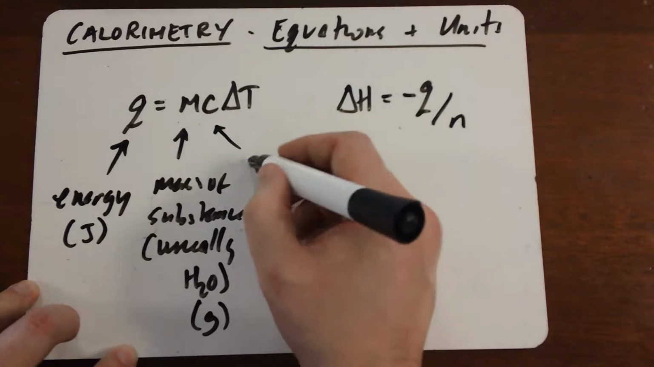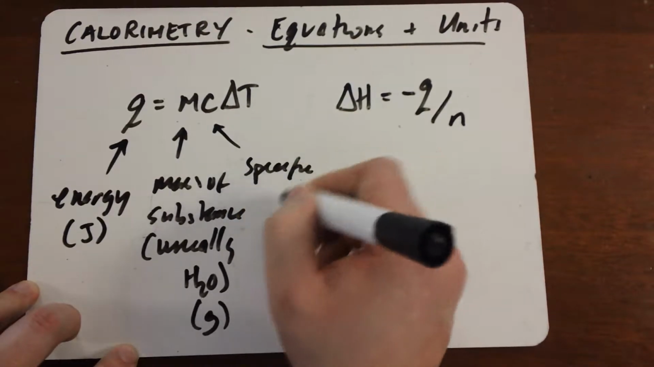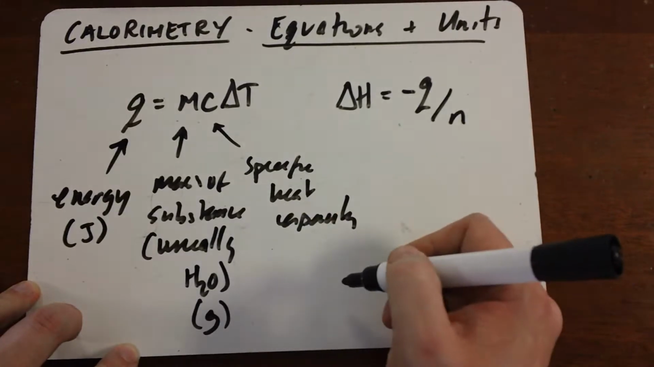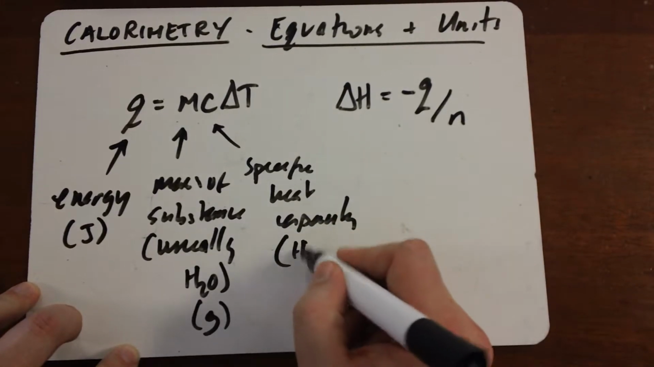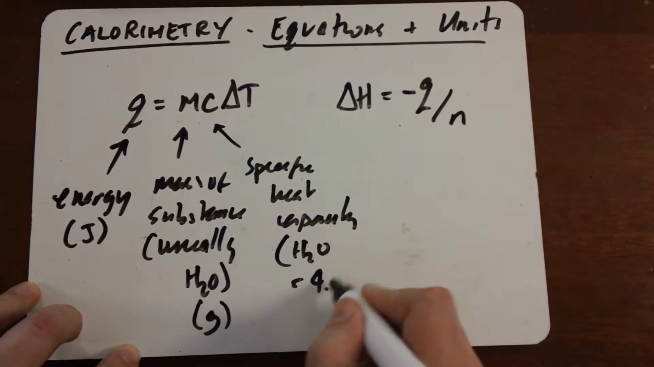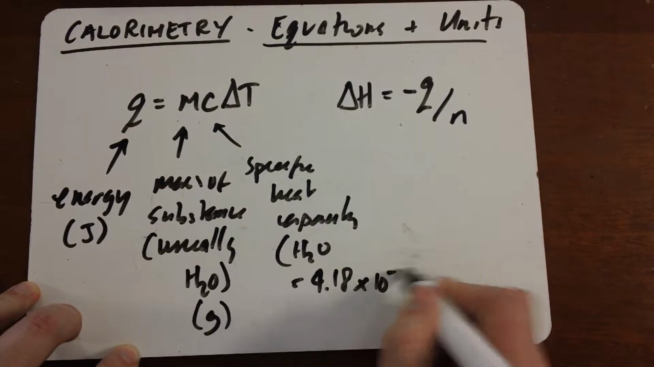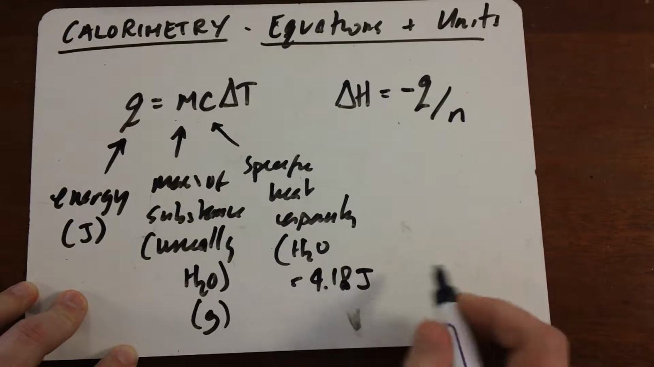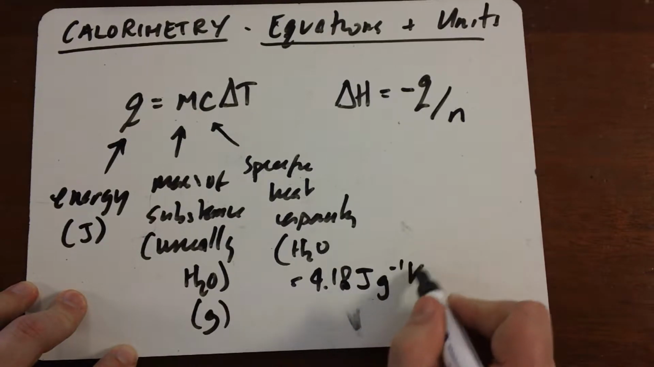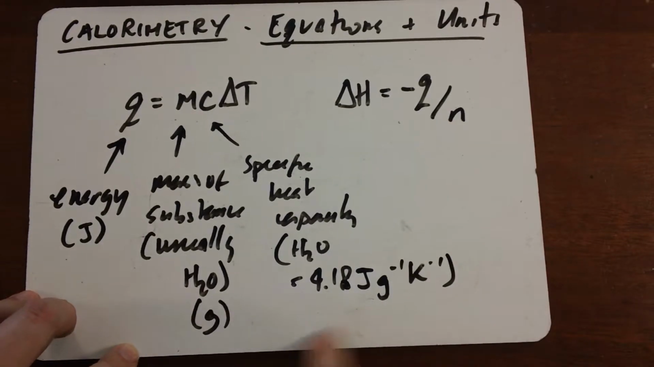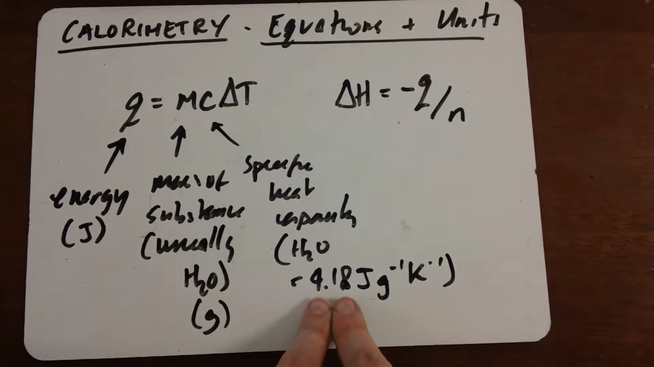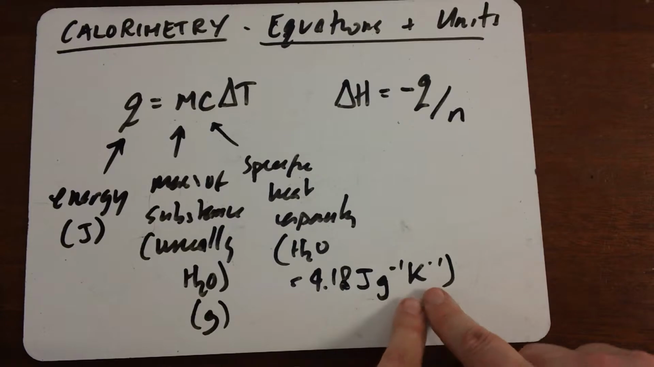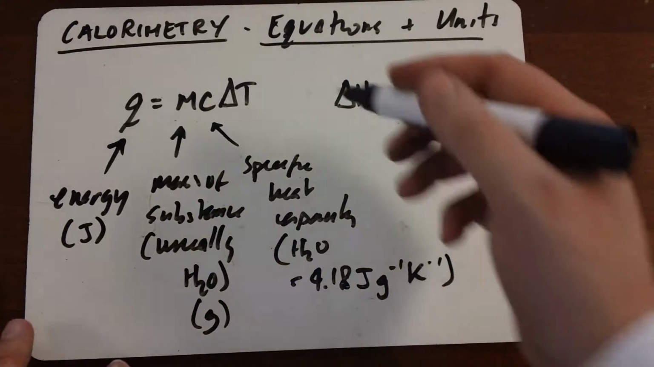This is your specific heat capacity. And usually that's water, and usually that is 4.18 joules per gram per Kelvin. And what that is telling us is that you require 4.18 joules of energy to heat up 1 gram of water by 1 degree Kelvin.